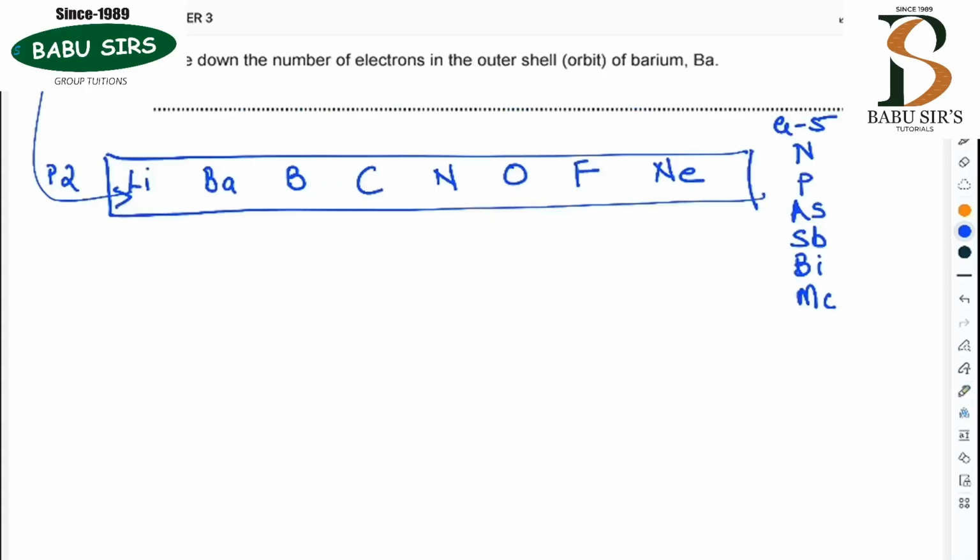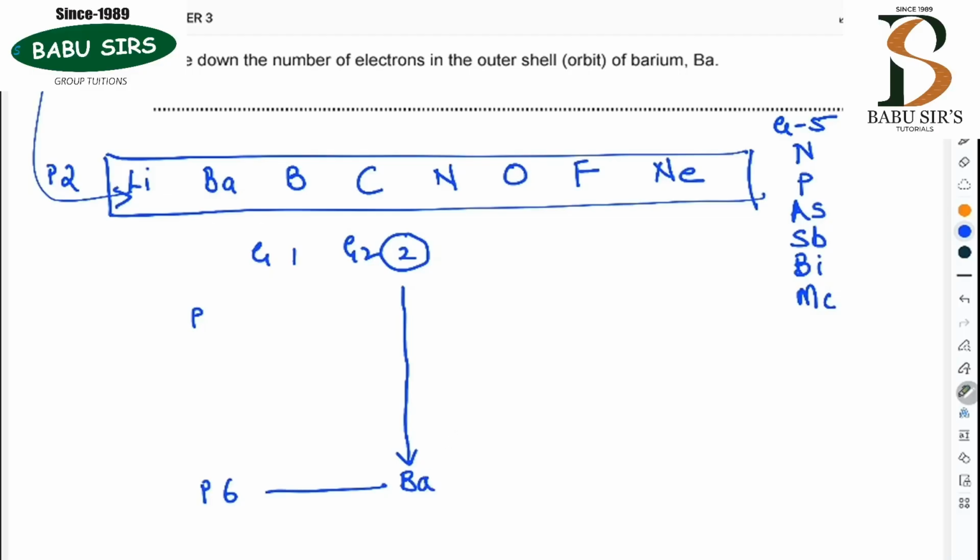Next question is, write down the number of electrons in the outer shell of barium. Now first you have to find where barium is there in the periodic table. So you will find it in group number 2. And here this is group 1, group 2. And here you will find it in P6. So P6 from here, and group 2 from here, you will find barium here.